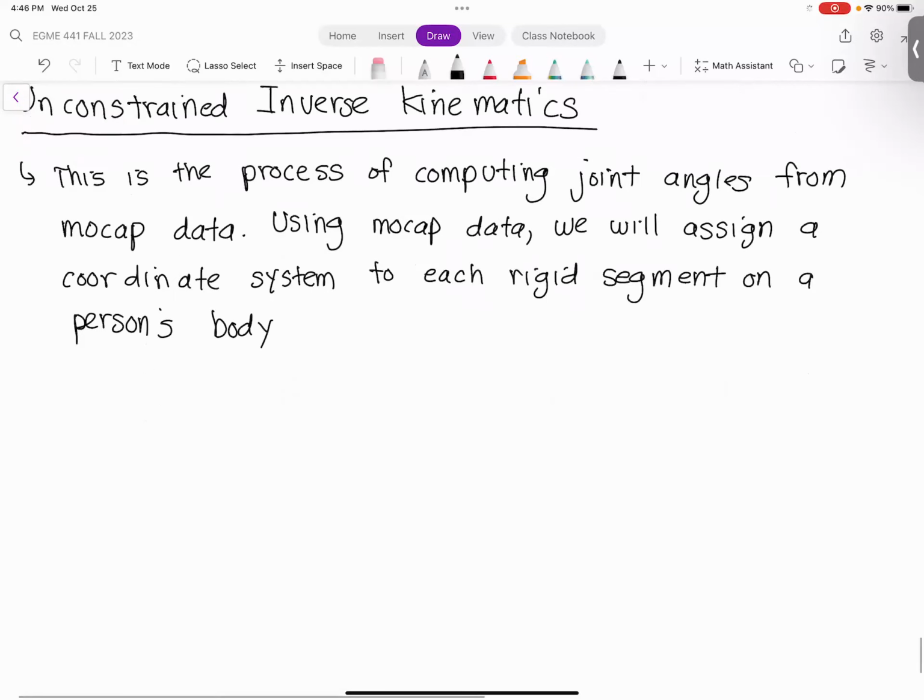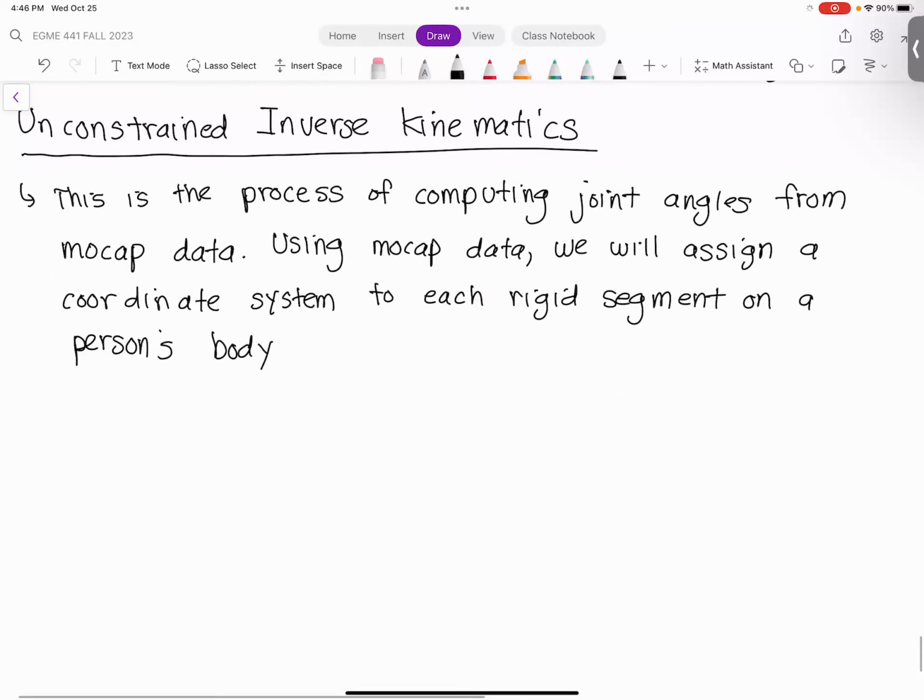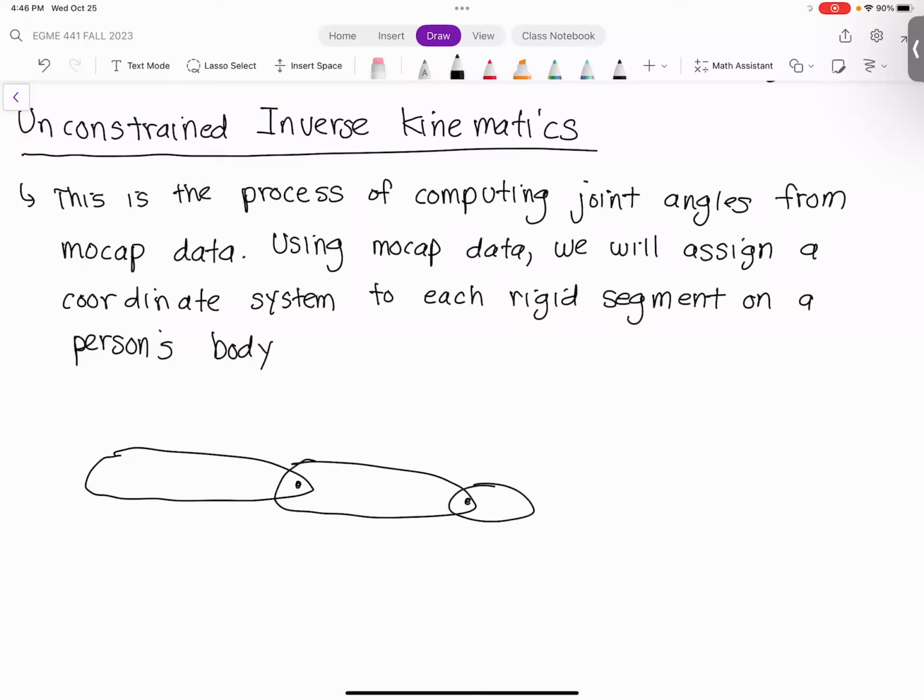And so, for example, I'm going to give you what it would look like in 2D. If you took the arm, for instance, here I have 3 segments for the arm. So I have the upper arm, the lower arm, and the hand. What we would do is, using the mocap data, we'd be able to assign a local coordinate system in each of these segments. By default, usually we put these coordinate systems in the centroid or the center of mass of the segment.